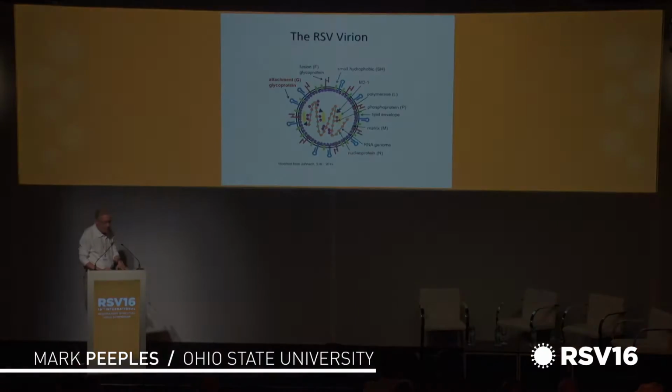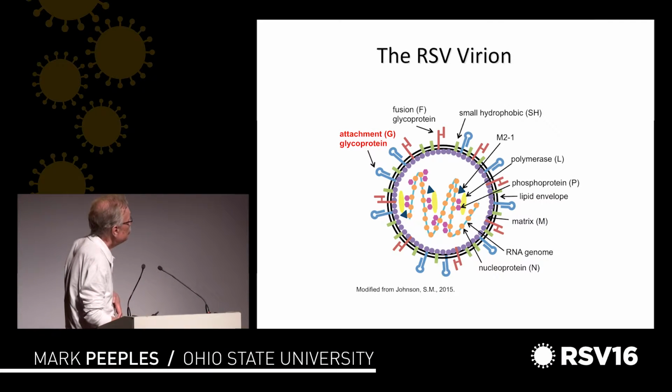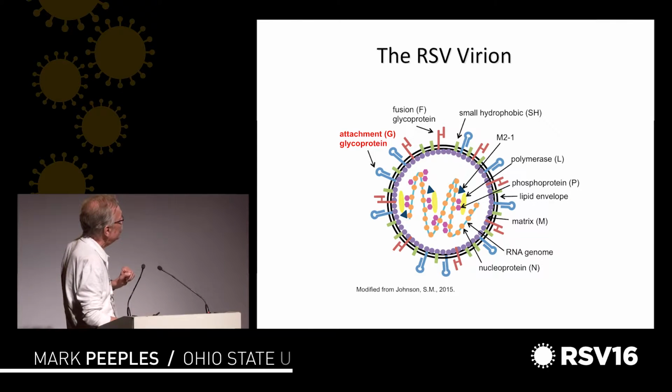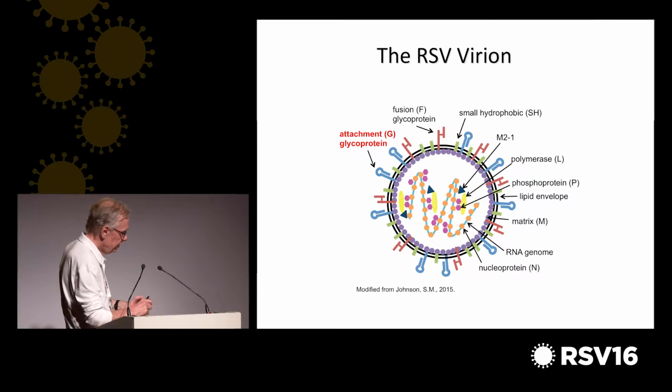So here's our little cartoon of the same. Both of those proteins are on the surface of the virus, and the G starts everything by binding to a receptor. We've assumed all along, and then the F protein does this fusion magic.